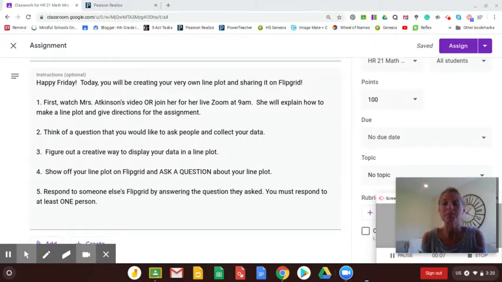Today we're doing something pretty exciting in math. I think it's going to be pretty fun and I think you'll enjoy it. It also will give you a chance to showcase everything we've been working on this week in topic 11. You're going to get to make your very own line plot and then showcase it on Flipgrid.